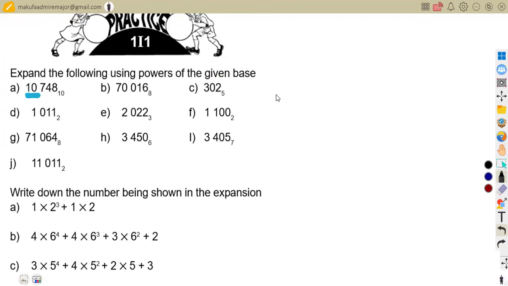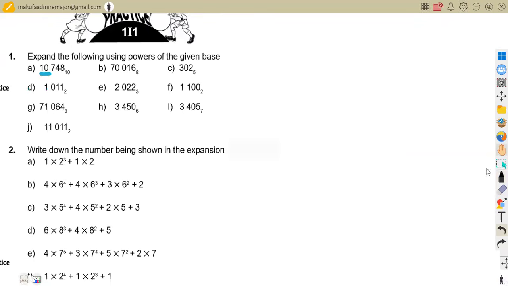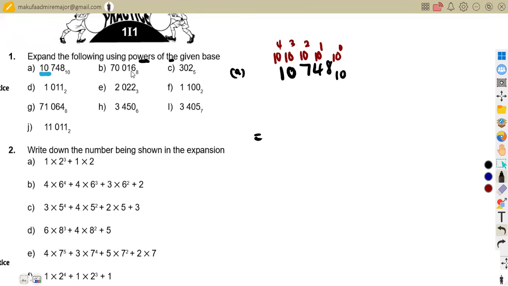We are given the first part, which is A: 10748 base 10. So we expand in the powers of the given base. The base here is 10. Each and every number is affected by 10. Like I said, 10 to the power of 0, 10 to the power of 1, 10 to the power of 2, 10 to the power of 3, 10 to the power of 4. Each and every digit from the least, vice versa.